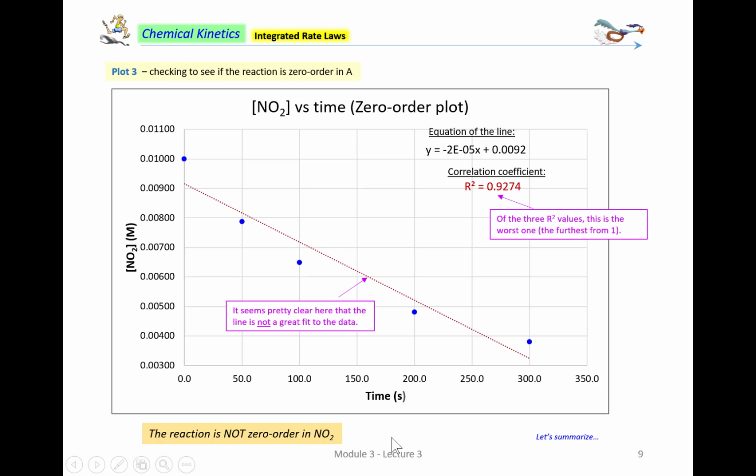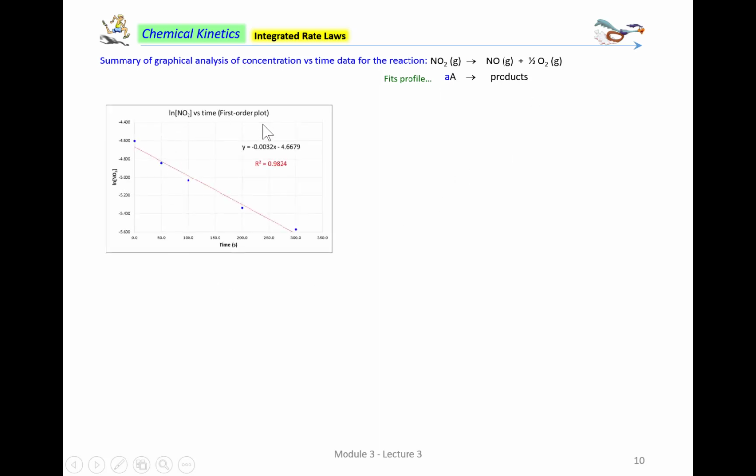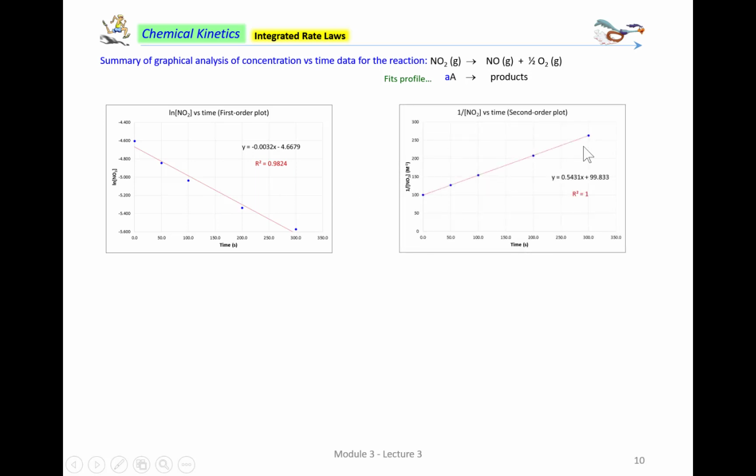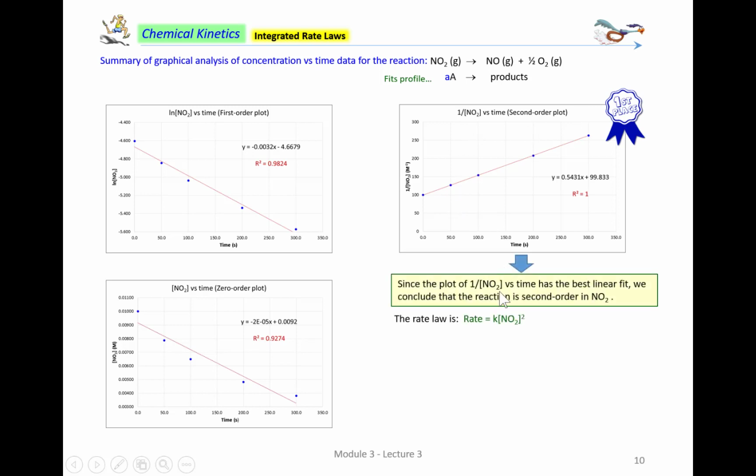So let's summarize. Remember, this is our reaction. It fits our profile. The first order plot was not bad, but we thought we could do better. The second order plot was beautiful. The zero order plot was horrible. And so we declare a winner, the second order plot. Since this has the best linear fit, we conclude that the reaction is second order in NO2 and the rate law is rate equals k times [NO2] squared.